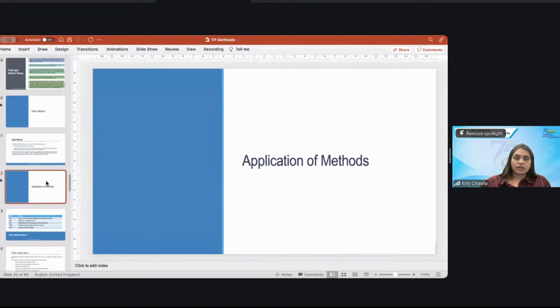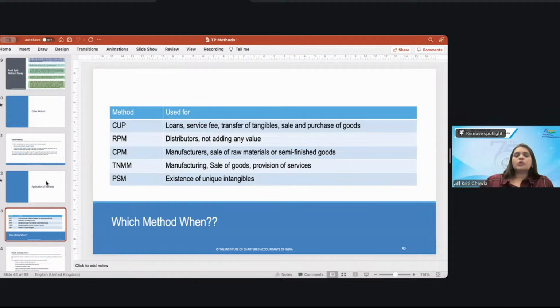This is the slide that actually talks about the application of methods. So I've created a small table which will help ascertain which method is to be used when, in what situation.